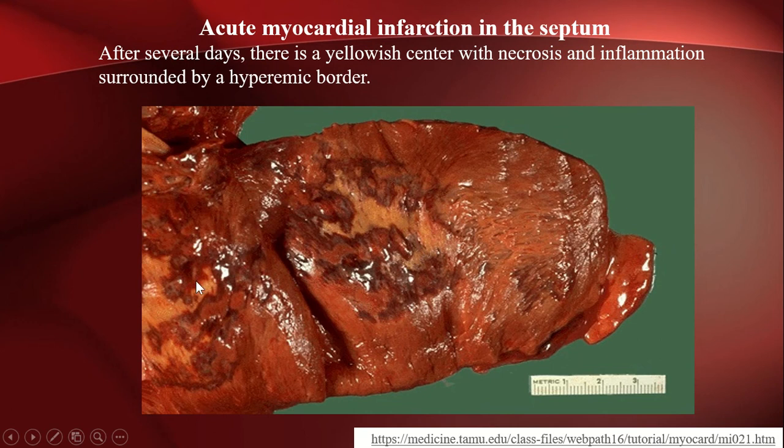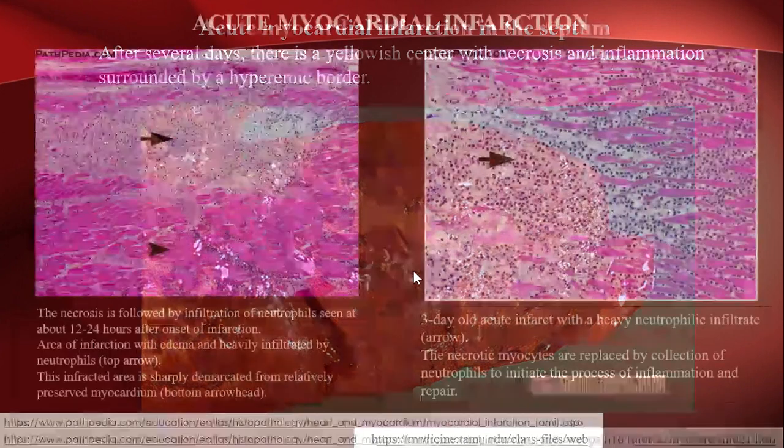This slide illustrates the microscopy of acute myocardial infarction in the interventricular septum. After several days, there is a yellowish center with necrosis and inflammation surrounded by a hyperemic border. If you remember from pathological anatomy 1, we discussed the types of necrosis and infarction, and we call this a white infarction with a hyperemic corolla. This is the demarcation zone.